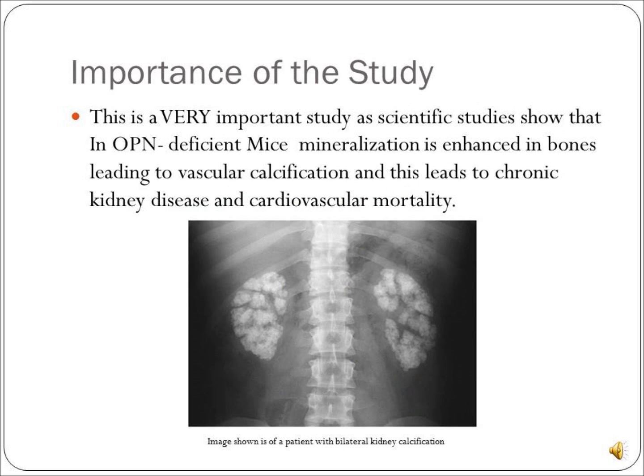This is a very important study, as scientific research proves that OPN deficiency in mice leads to enhanced mineralization in bones, leading to vascular calcification. Vascular calcification is the presence of progressively enlarging deposits of calcium minerals in the major arteries. This is a common complication of chronic kidney disease and promotes congestive heart failure by eroding compliance and elastance of the arteries. Osteopontin is clinically proven to significantly reduce the accrual of vascular calcification.